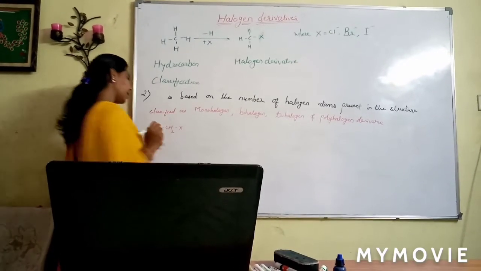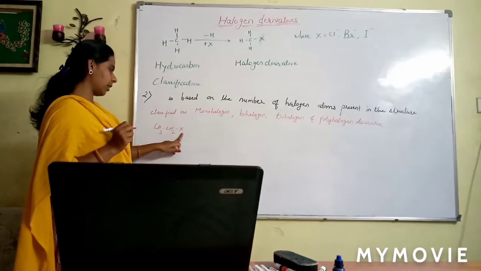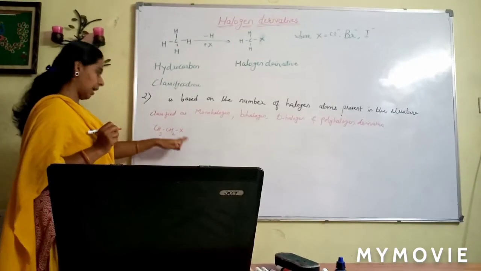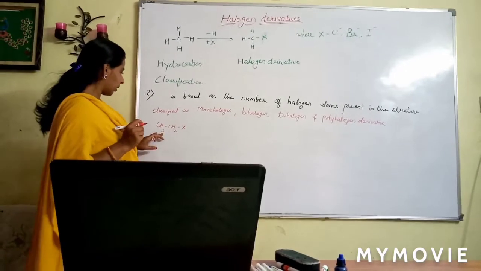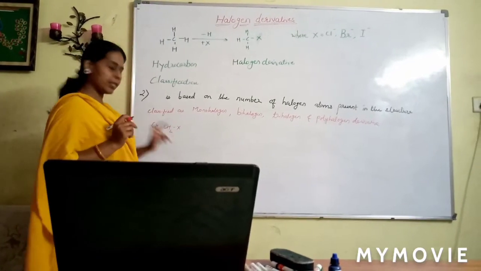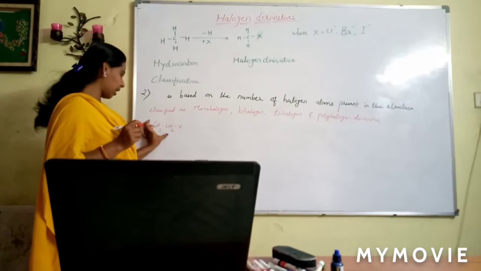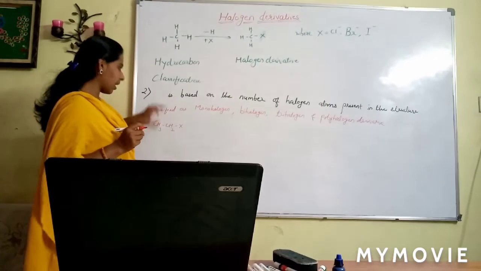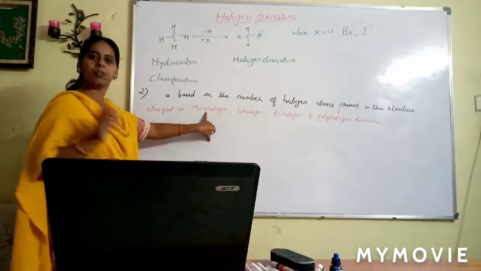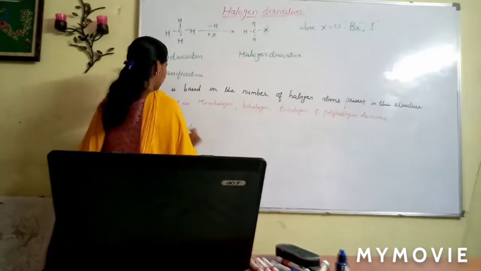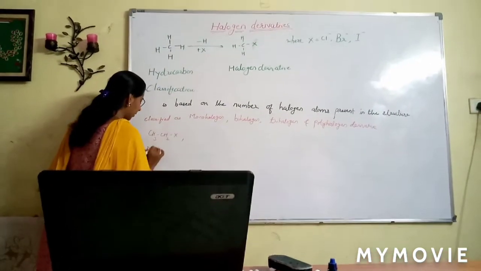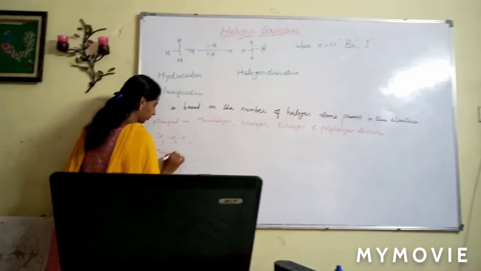CH3, CH2, Cl means X. We consider the general halogen X. X may be chlorine, bromine, or iodine. So in this structure, how many halogen atoms are present? A single halogen atom is present in the carbon skeleton. So this example will come under the category of monohalogen derivative. Now we will write this name.